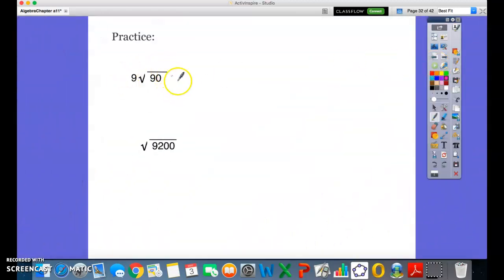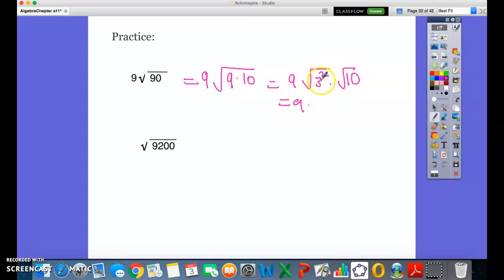Now how do I do this one? So this will be again 9 times square root of 90. I can write it as 9 times 10, or 9 times 3 squared times square root of 10. And these two cancel out.